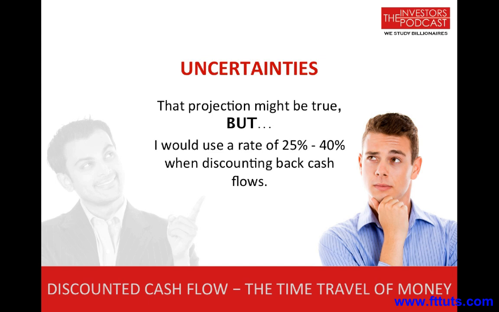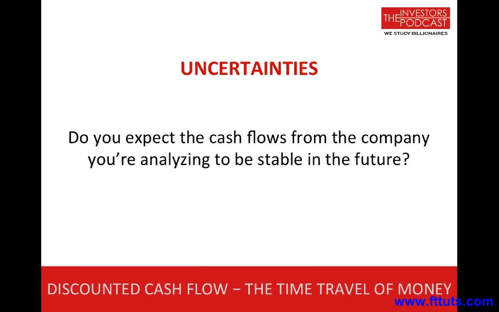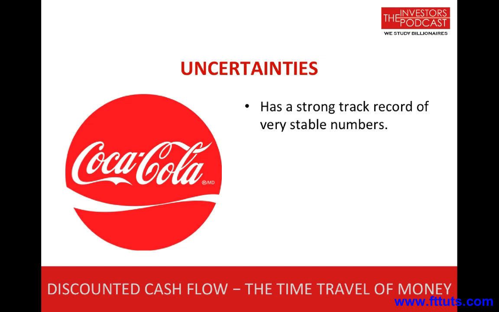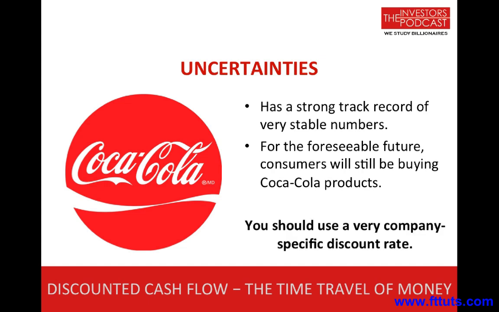discounting back cash flows. As a stock investor estimating the intrinsic value of a stock, you'll need to take one step back and consider these uncertainties. Do you expect the cash flows from the company you're analyzing to be stable in the future? For example, when analyzing a company like Coca-Cola that has a strong track record and stable numbers, even though we never know what the future will hold, I would argue that for the foreseeable future, consumers will still be buying Coca-Cola's products. While the comparison between a startup creating apps and Coca-Cola might seem like an extreme example, you would see why you would be using a very company-specific discount rate.